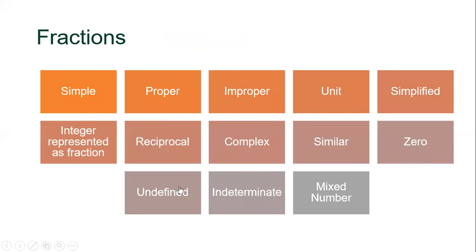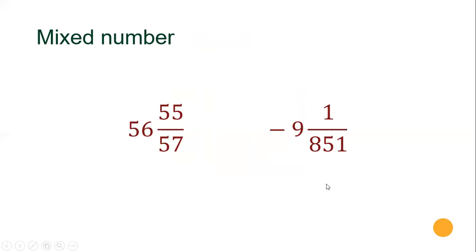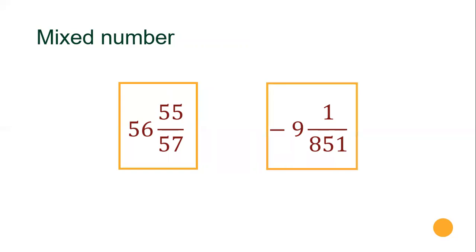Now let's move on to finally the mixed number. A mixed number is a number that is a combination of an integer and a proper fraction. So we have 56 and 55 over 57, negative 9 and 8 over 51. You can see there's a whole number part and there is also a fractional part. And remember, the fractional part should be a proper fraction. So that's a mixed number.